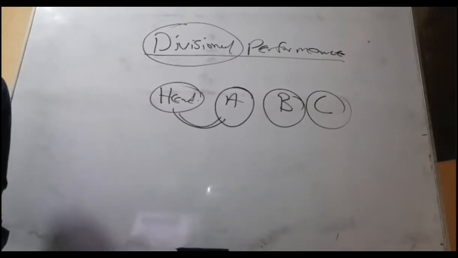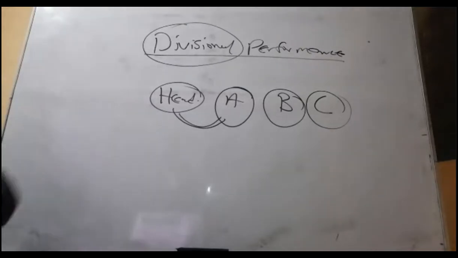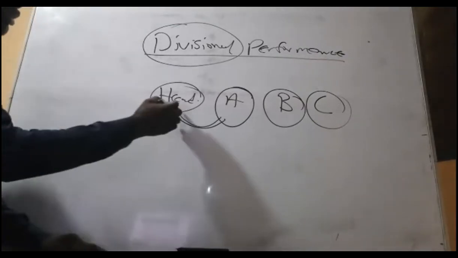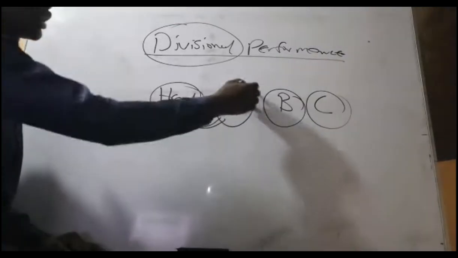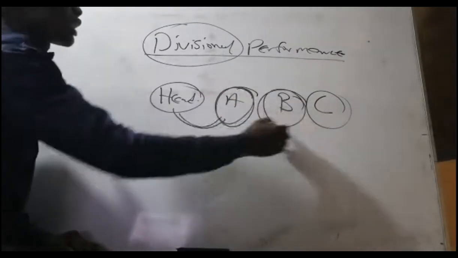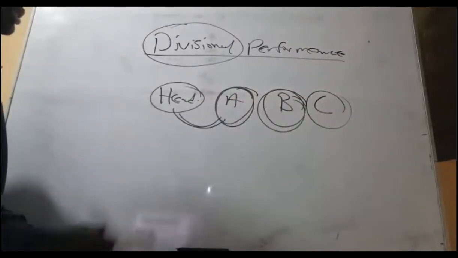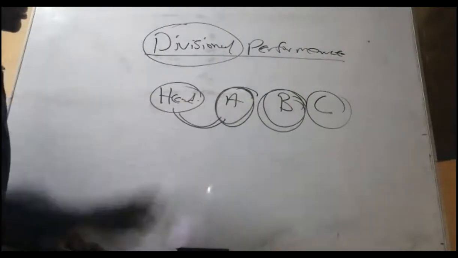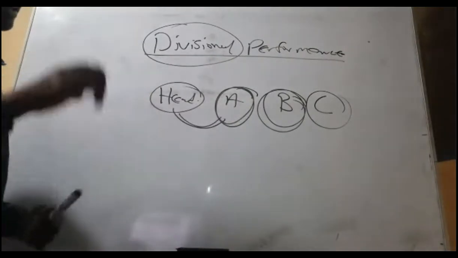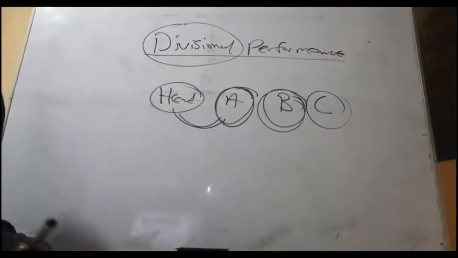Decentralization. And then it comes with a number of advantages, where the operations, the branches, have been allowed to take their own decisions. So the decision has been decentralized to the local managers or the branch managers. They take their own decisions.